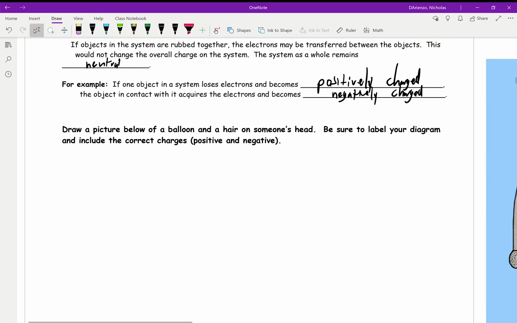Now we're going to end here today, and I'm going to leave you with a short little assignment with what we have on our notes here. Draw a picture below of a balloon and a hair on someone's head. Be sure to label your diagram and include the correct charges, positive and negative. And I'd like you to draw this with a few elementary charges, showing which one is likely to be positive, which one's likely to be negative if you were to rub the balloon on your hair. You can do a simple diagram, but make sure that you are including correct charges in the right spot.